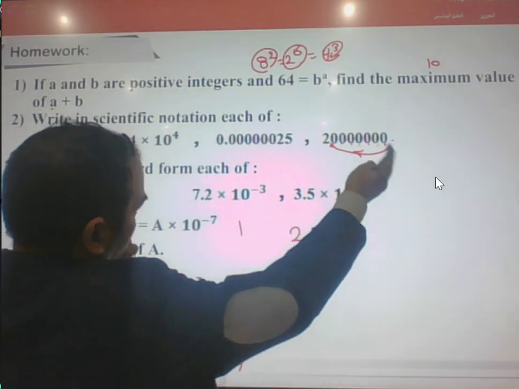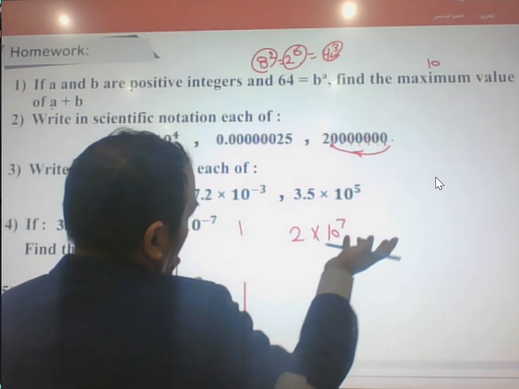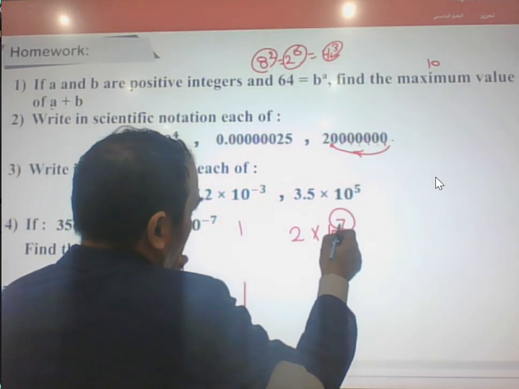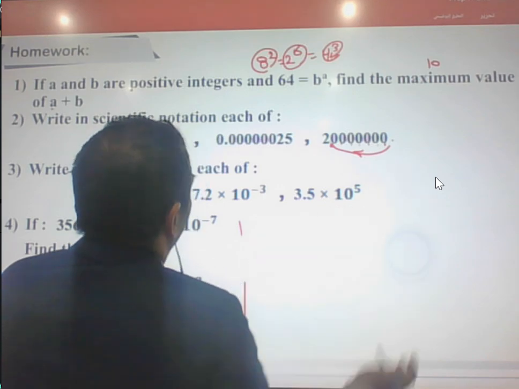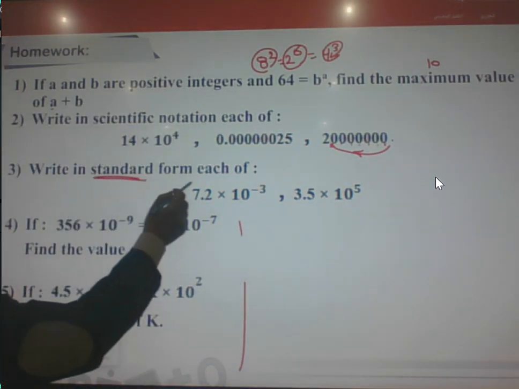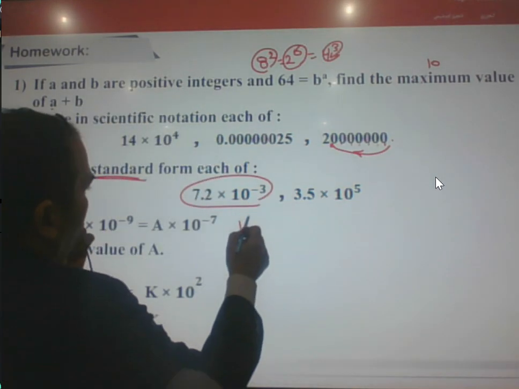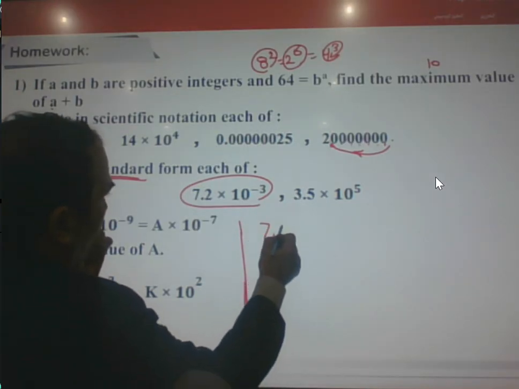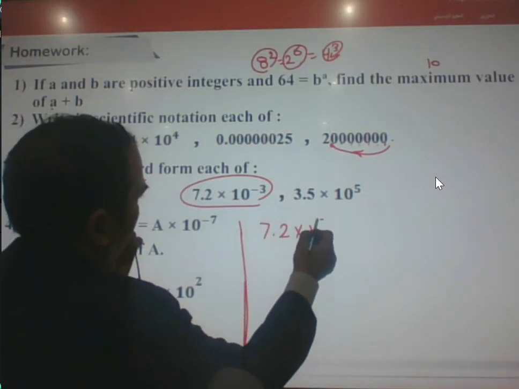So I moved here left-hand side by 7 steps, then I would put here power 7, positive, not negative. Okay, then this question, right? The standard form of this question we have 7.2 times 10 power negative 3.